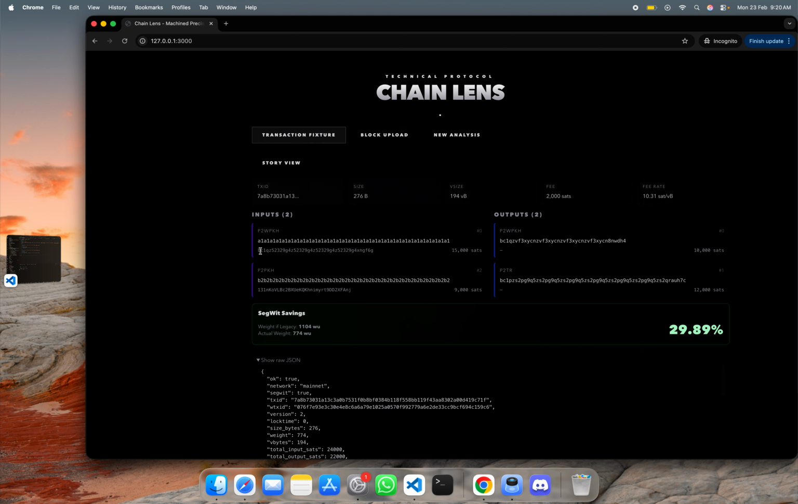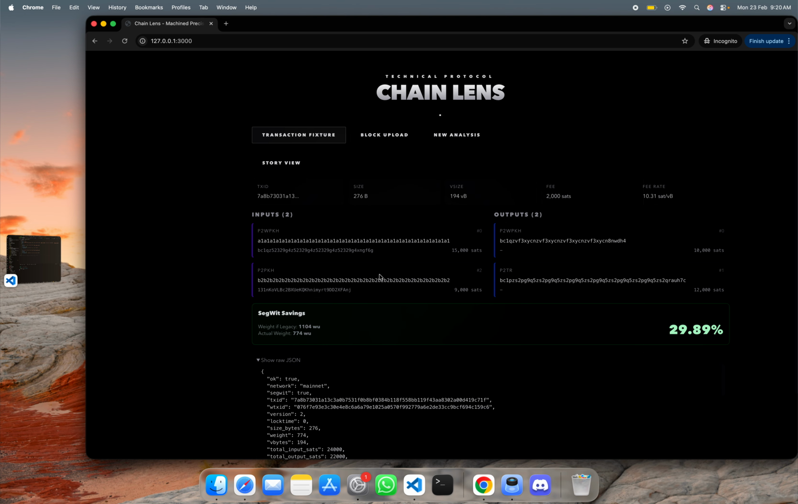You can see inputs. It has two inputs, where UTXOs are consumed as input. This page shows the script types and address for each input. As you can see, the input amounts show 15k sat and 9k sat. Total input then, 15k plus 9k sat equals 24k sat.